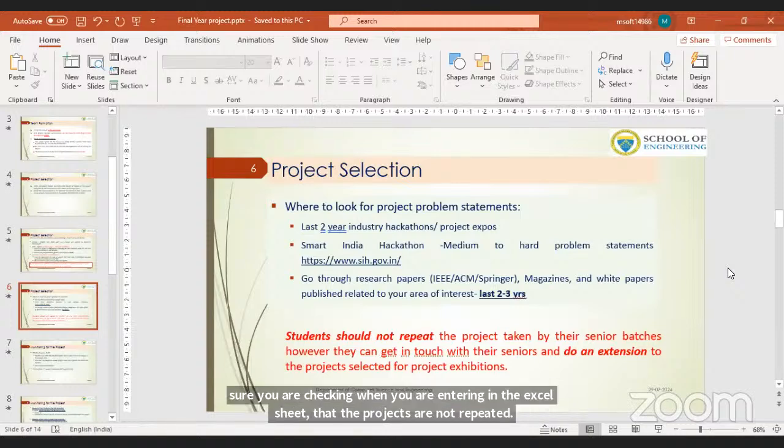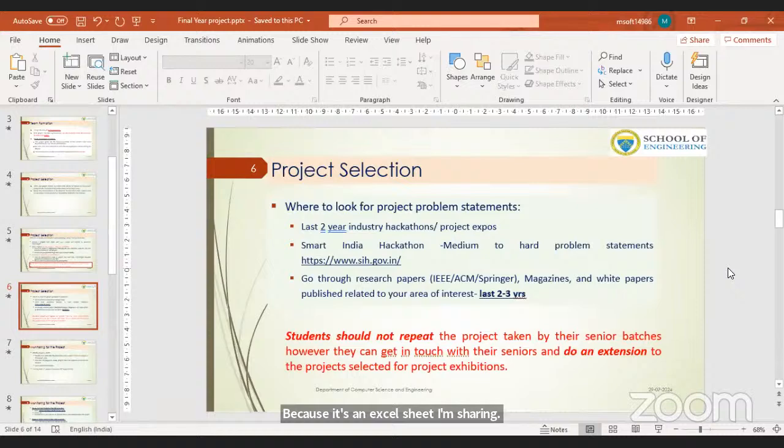Because it's an Excel sheet I'm sharing, I will be deleting both the entries or multiple entries if the project is repeated. And I'll only ask the guides, and only one project out of that will be included. So make sure that you are not wasting your time in selecting the repeated projects, as well as multiple batches, more than 3 batches going to one particular faculty.